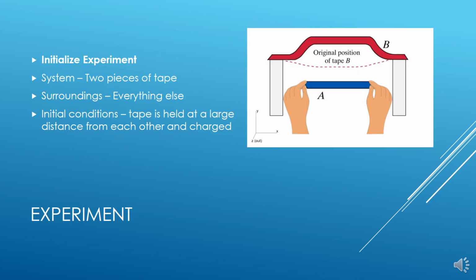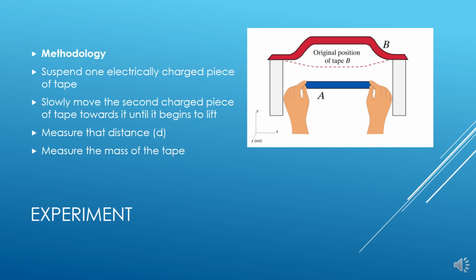To define the parameters of this experiment, the system will be the two pieces of tape, the surroundings will be the environment and everything else, and the initial conditions are that the two pieces of tape are held at a large distance from each other and that they are both charged.